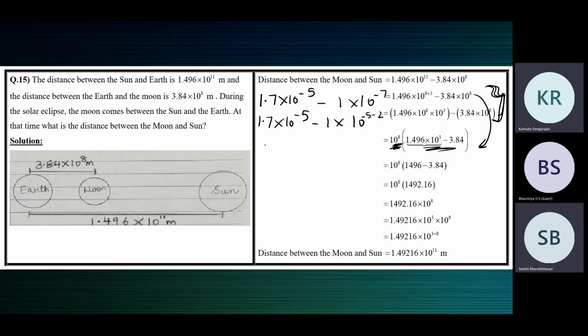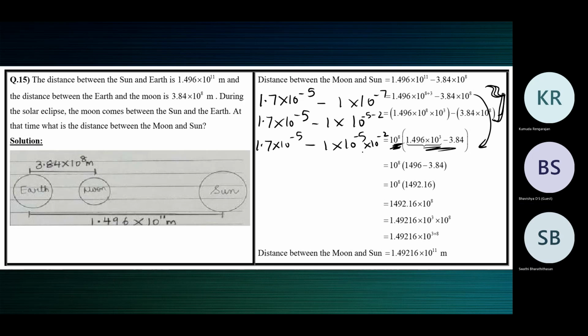Yes, ma'am. Okay, so it is 1.7 into 10 to the power minus 5 minus 1 into, how do you write this? 10 to the power minus 5 into 10 to the power minus 2, right? Yes, ma'am. 10 to the power minus 5 minus 2 is 10 to the power minus 5 into 10 to the power minus 2. Understood? Yes, ma'am.